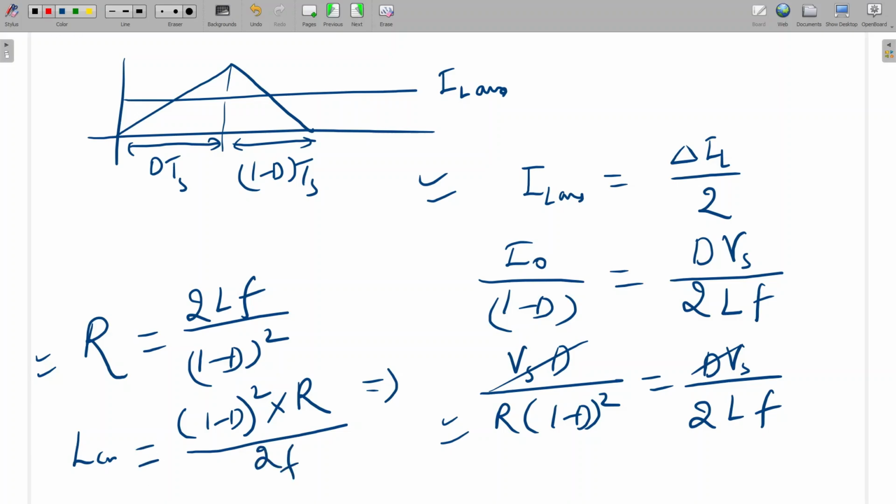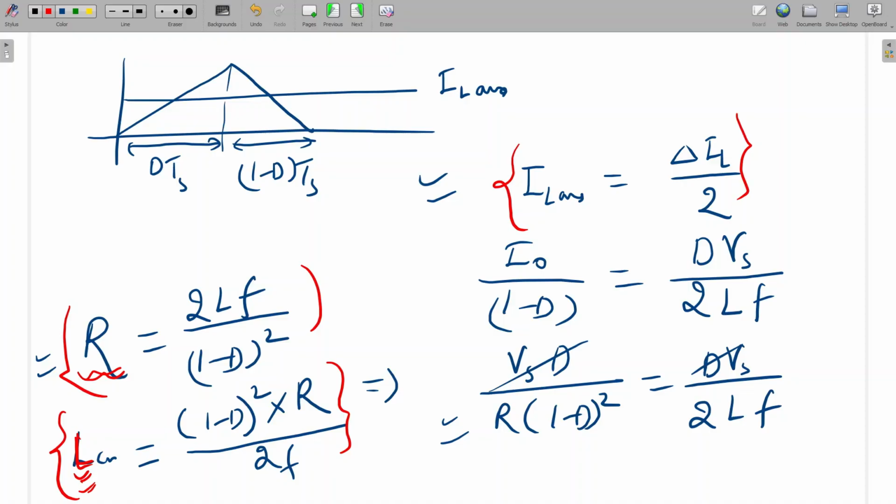Is it clear? Same, this condition only. This is the boundary condition. If you apply this condition, we can calculate the critical resistance or critical inductance. If inductance is less than this value, then we can say that it is discontinuous. At this value it will be continuous. If it is less than this value, it will be discontinuous. And this is the minimum resistance. If resistance is more than this, then it will be discontinuous. Is it clear? Clear, sir.